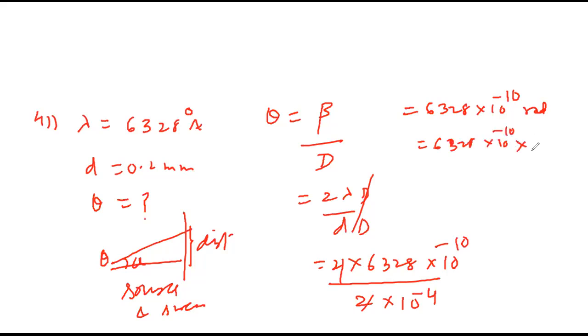Multiply with how much to get in degree? How to convert radian to degree? Pi radian is 180 degree, that is correct. So to convert this radian into degree, multiply by 180 upon pi. See, I remembered it like this.